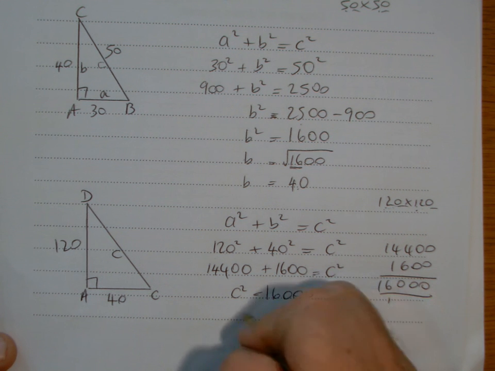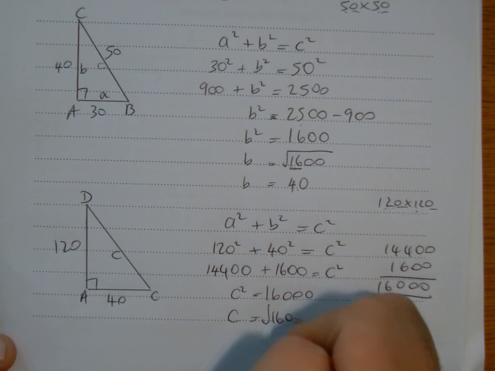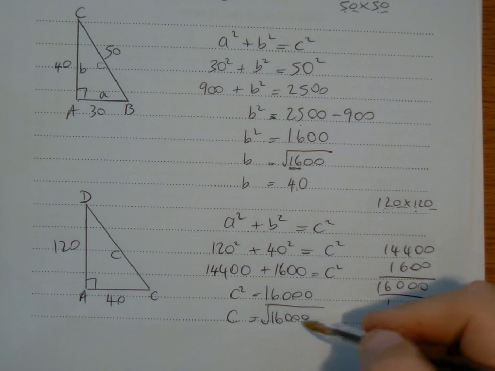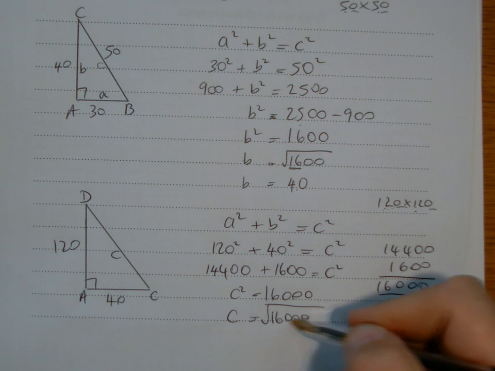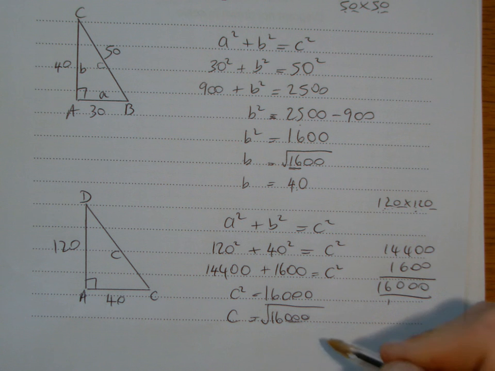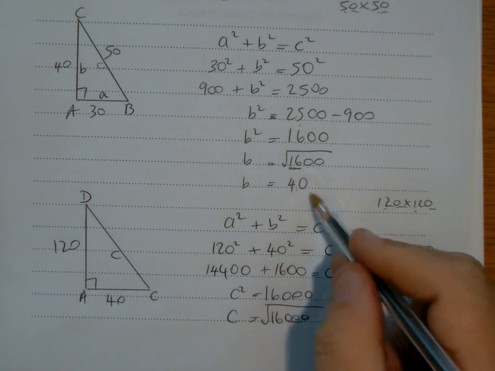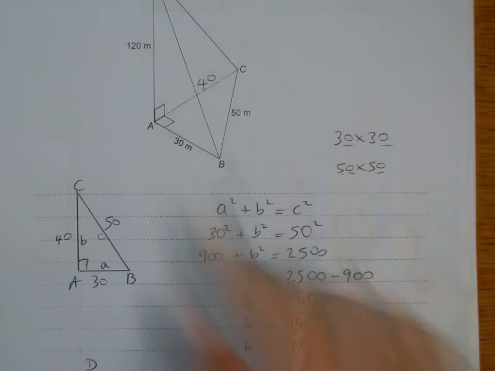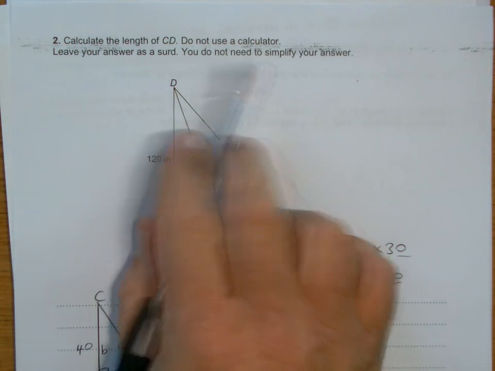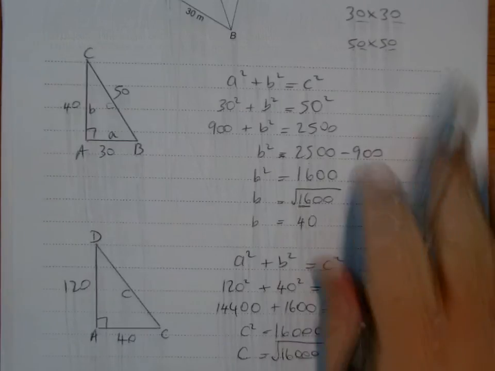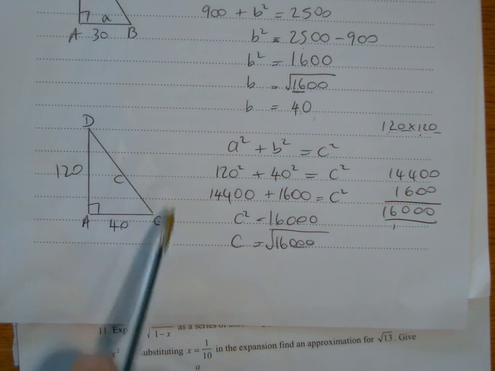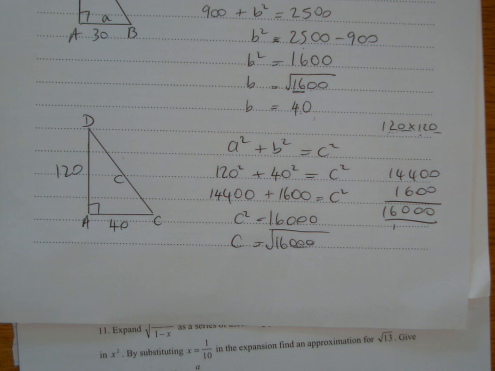And then to get C, you're going to do the square root of 16,000. Now, in this case, 16,000 is not a square number. One of the reasons is you've got 3 zeros here, so it's not going to work. So we actually leave the answer like that, and if you look at it, it says you do not need to simplify your answer. Leave it as a surd. So there you go, there's your answer. We found by looking at two triangles what that side CD is.